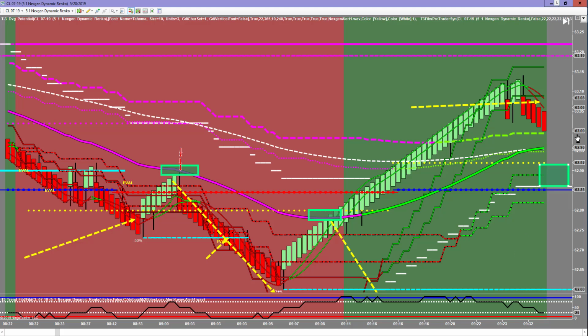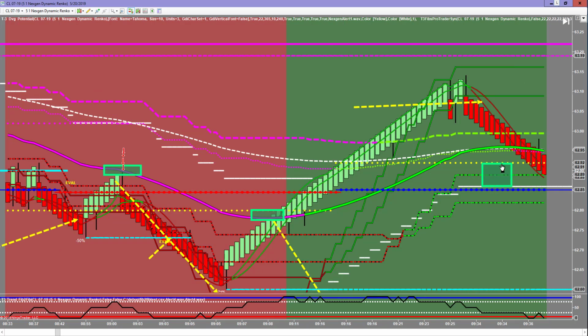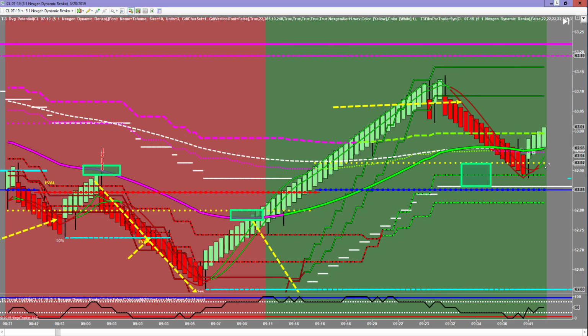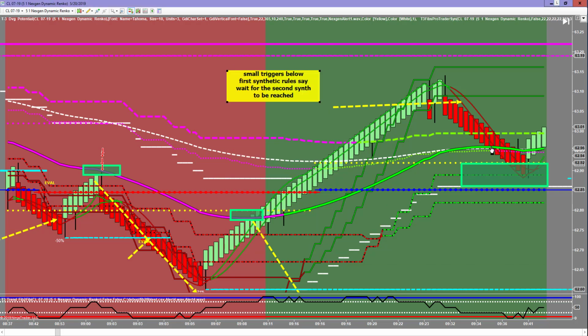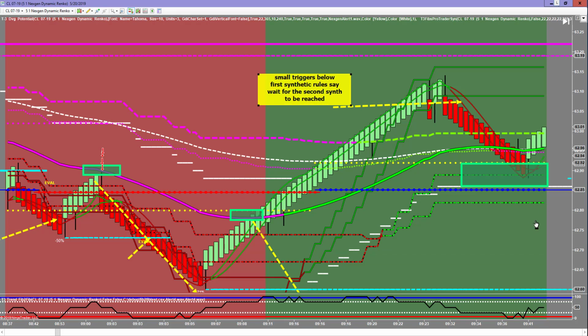So yes, you can buy the mid band, but you might fade some heat. So 92 maybe to 85 is a better entry zone. Do you see why I said it, guys? It's a really, really good example. I didn't know that was going to happen, but it's in line with the rules. So small triggers below first synthetic. Rules say wait for the second synthetic to be reached. And again, you can see how that works. It really does keep you from buying the mid band, and it really does make you buy down here.